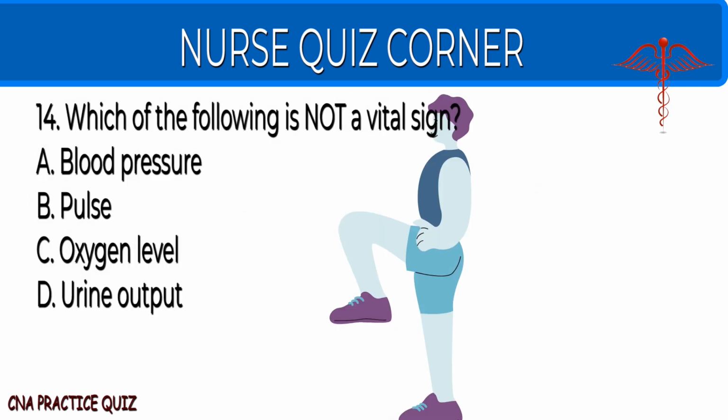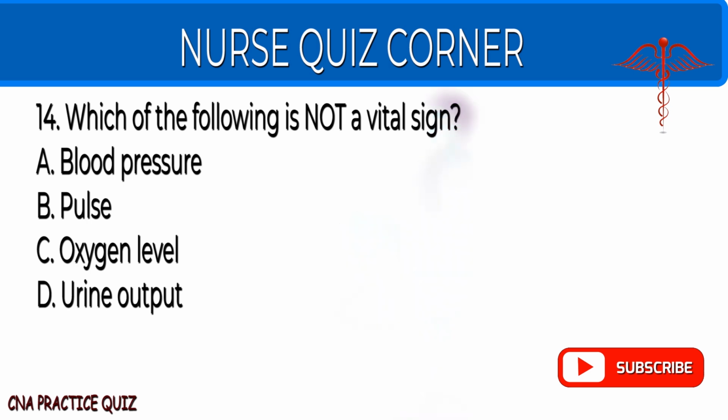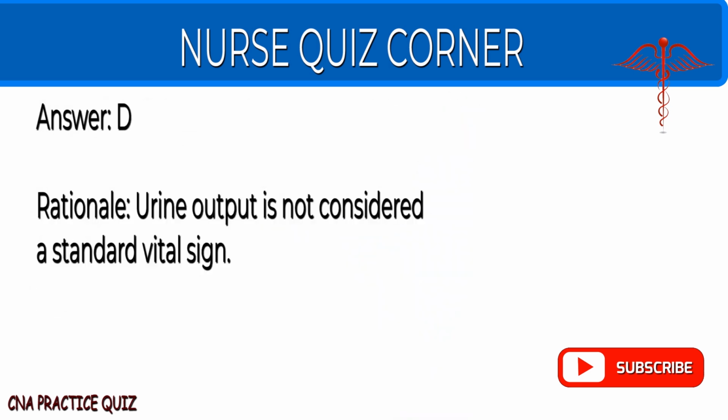14. Which of the following is not a vital sign? A. Blood pressure. B. Pulse. C. Oxygen level. D. Urine output. Answer D. Rationale. Urine output is not considered a standard vital sign.